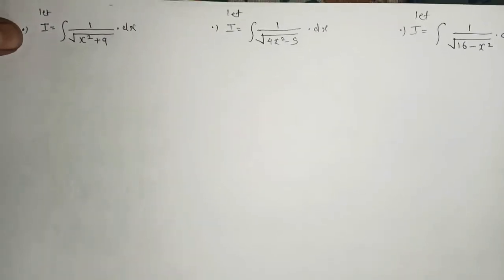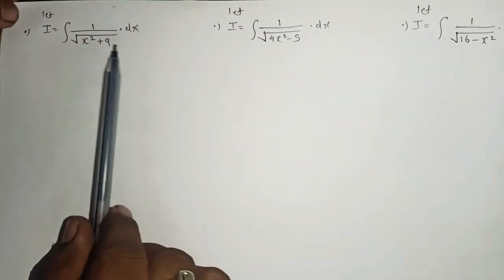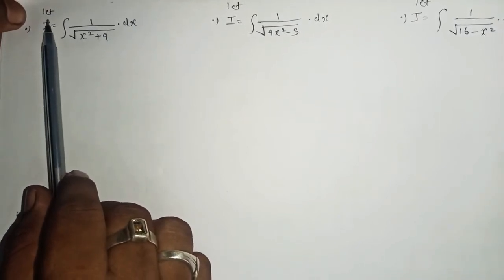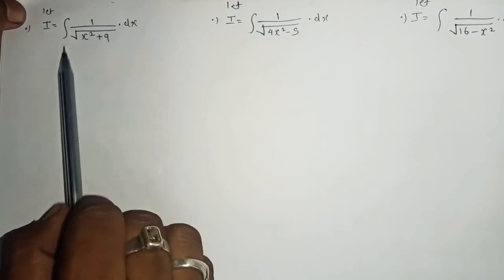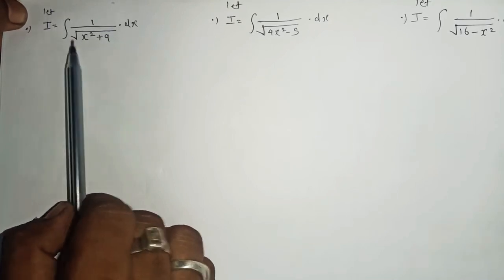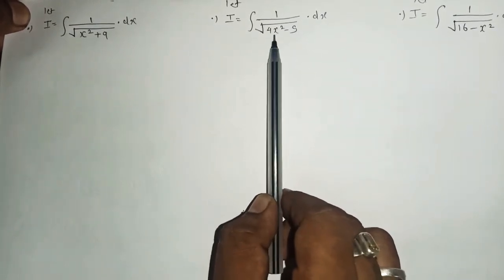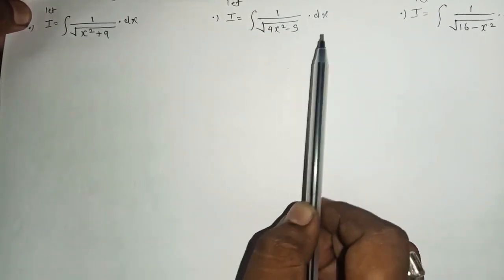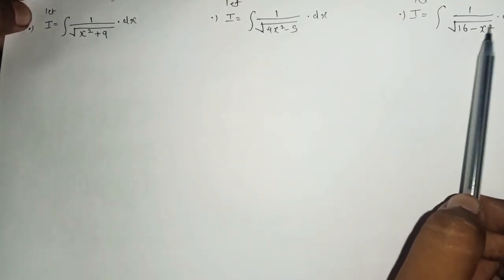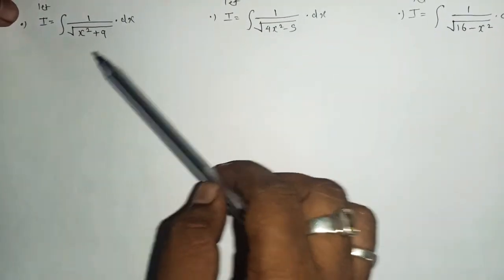Now we'll take a few examples where the middle term is absent. You will have an integral like this, integration 1 upon root of x square plus 9. Of course you start by writing let I equal to integral 1 upon root of x square plus 9. Clearly the coefficient of x square here is 1 and the sign is positive. In the next sum, the coefficient of x square is not 1, so we have to make the coefficient of x square 1 and then solve the sum, and the sign is positive. And in the third example, the coefficient is 1 but the sign is negative, and in all three examples the middle term is absent.